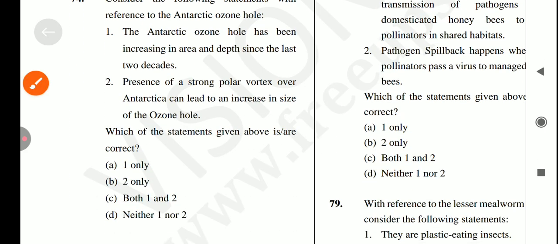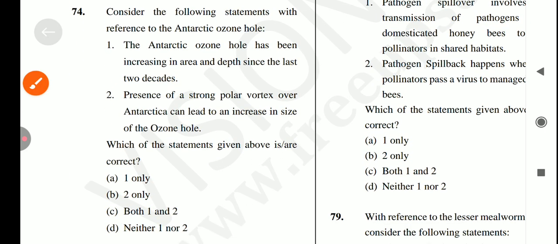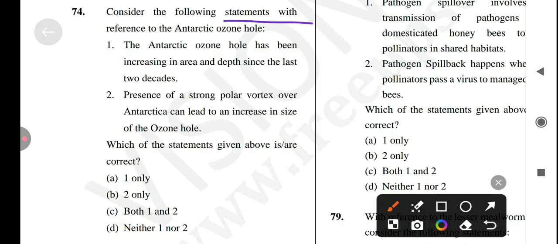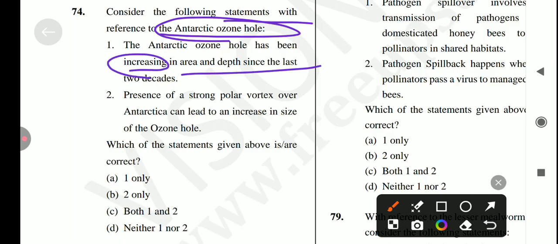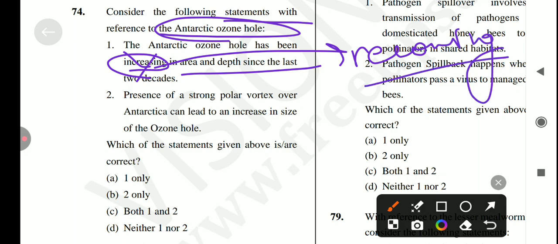Let's come to the next question, which is: consider the following statements with reference to the Antarctica ozone hole. First, the Antarctica ozone hole has been increasing in area and depth over the last 2 decades. No, it's not increasing, it's recovering. It means it is decreasing, it is recovering. So the first statement is incorrect.